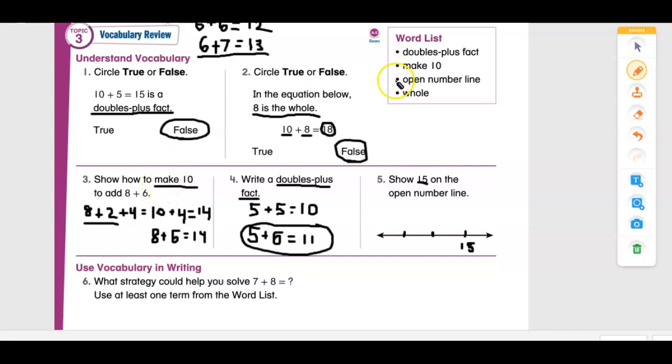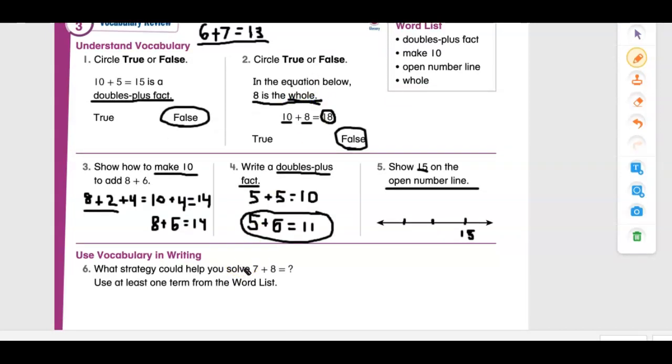Then we also had open number line. We said open number line on number 5 and talked about it there. And we also had whole, and we talked about whole in problem number 2. So now let's look at number 6. It says use vocabulary in writing. What strategy could help you solve 7 plus 8 equals blank? Use at least one term from the word list.